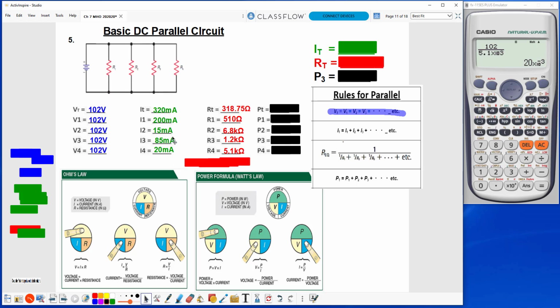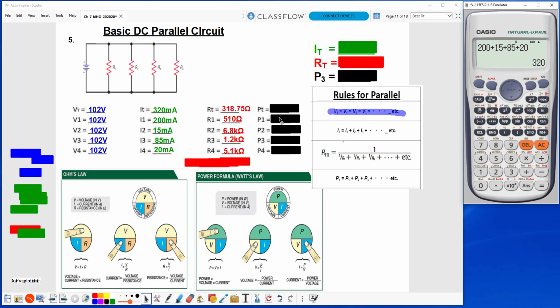So 20 and 85 and 15 and 200 should definitely add up to be 320 milliamps. I'm not going to put the milliamps in here because I know they're all milliamps. If they're all in the same metric prefix, you don't have to put the times 10 to 0 in the calculator. So I got 200 milliamps plus 15 milliamps plus 85 milliamps plus 20 milliamps equals 320. All right, so it worked.